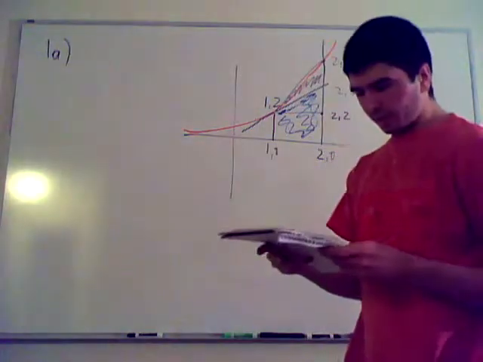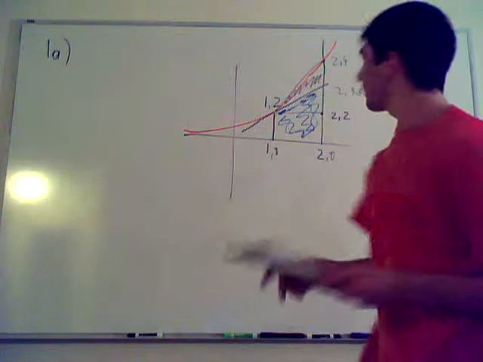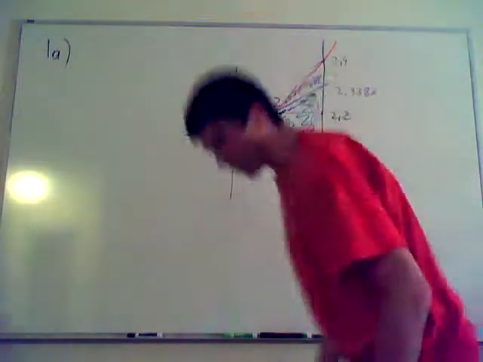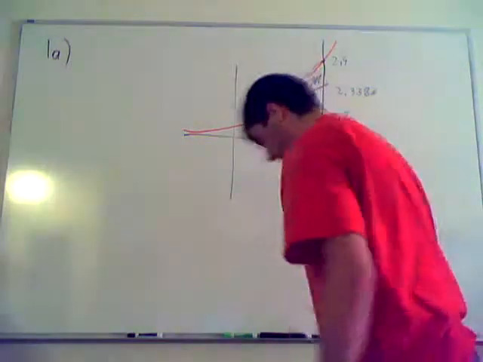Alright, now for B, it wants you to do 5 intervals. Maybe I should draw this again. Here.